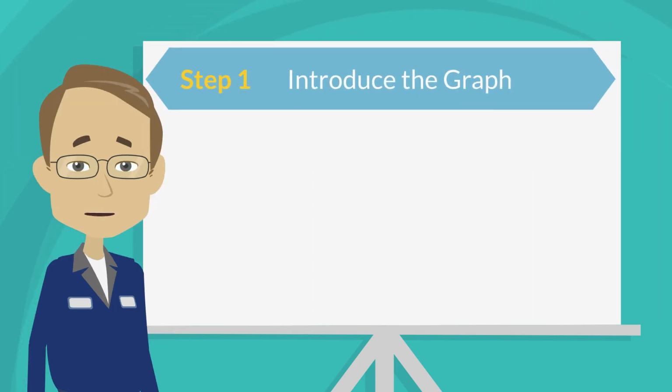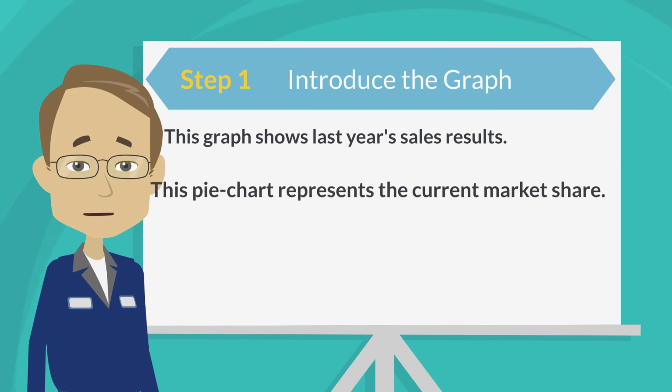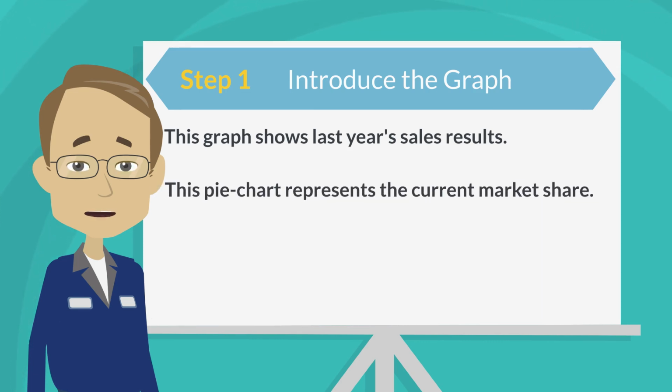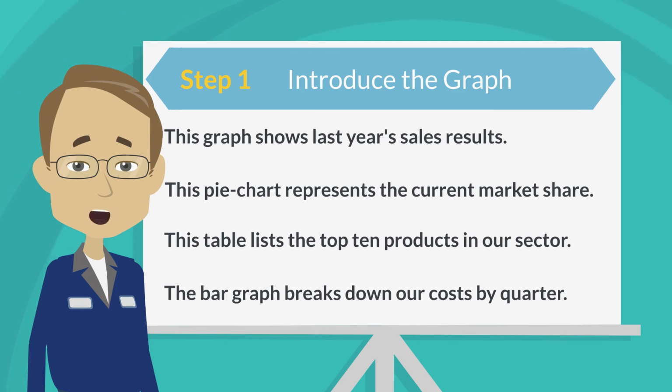The first step is to introduce the graph. This is where you tell the audience what the graph shows. For example, you could say, "This graph shows last year's sales results." "This pie chart represents the current market share." "This table lists the top 10 products in our sector." "The bar graph breaks down our costs by quarter."